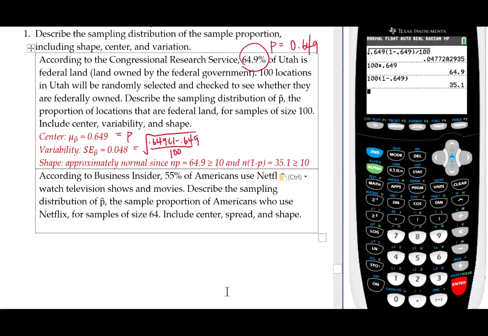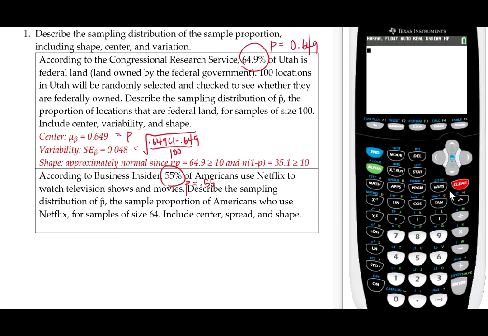According to Business Insider, 55% of Americans use Netflix to watch television shows and movies. Describe the sampling distribution of p hat, the sample proportion of Americans who use Netflix, for samples of size 64. Include center, spread, and shape. So again, the center is equal to our p, which in this case is 0.55.